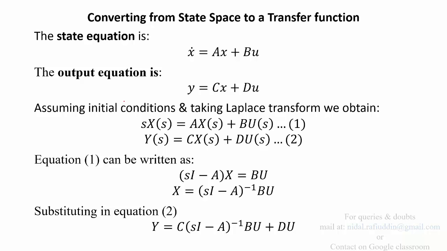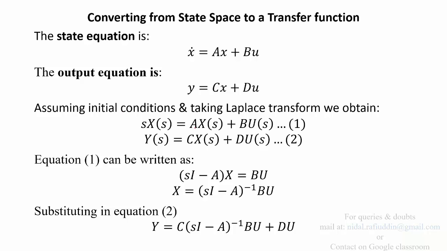And taking the Laplace transform of these two equations, the state equation and the output equation, what we get is sX(s), which is the Laplace transformation of x dot, equal to AX(s) plus BU(s), and then from the output equation you get Y(s) equal to CX(s) plus DU(s). Now in order to make things simpler, we are going to drop the terms of s within the brackets. So equation 1 can be written as (sI minus A)X.